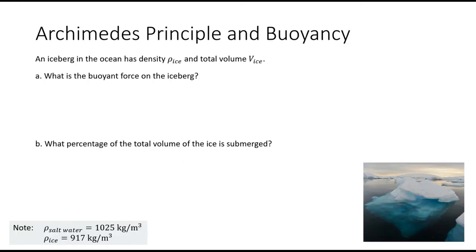Okay, so now let's do a quick practice problem with buoyancy. We have an iceberg that's in the ocean and it has a density of rho ice, and the total volume of the iceberg is V ice, and we want to know what is the buoyant force acting on the iceberg. We're going to assume that this iceberg is floating in the water, and since the iceberg is floating in the water, that means that it must be in equilibrium. It's not accelerating upwards, it's not sinking to the bottom, it's just floating.